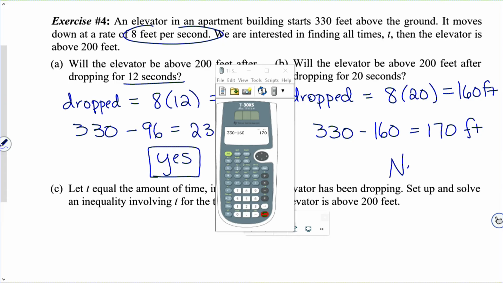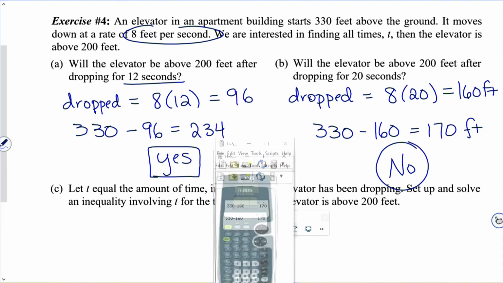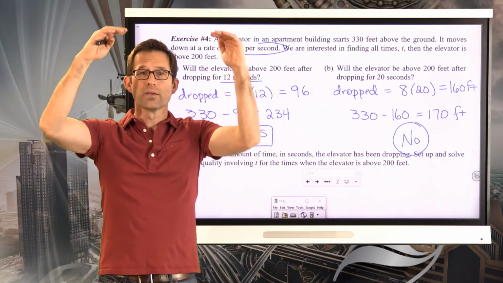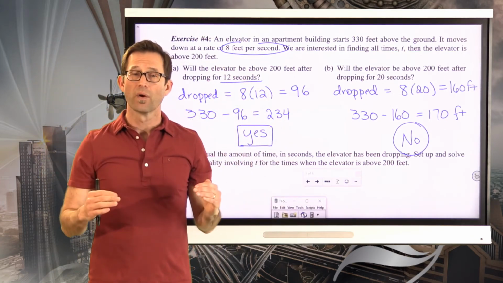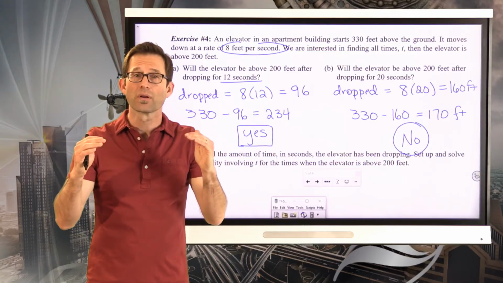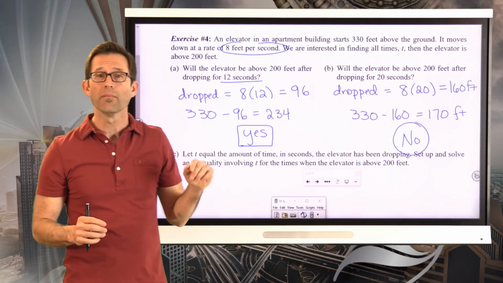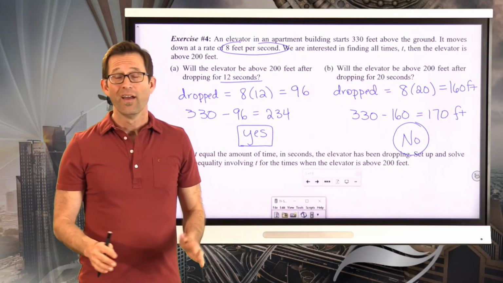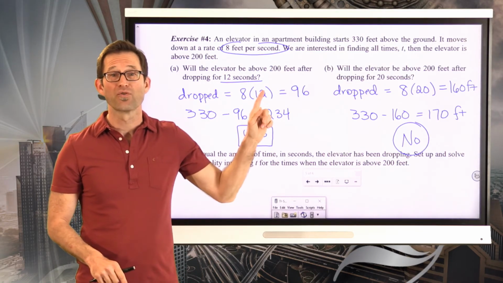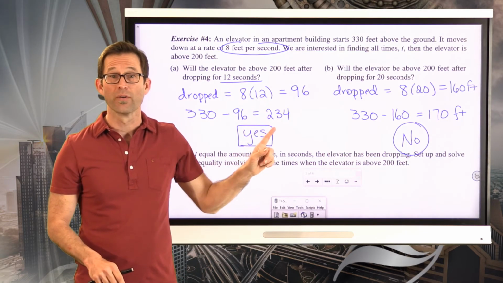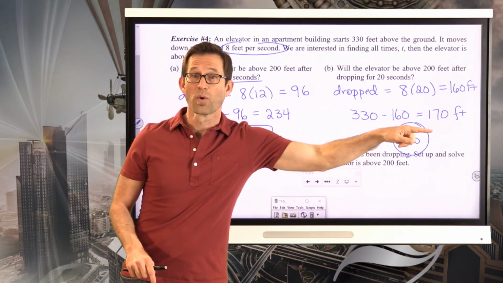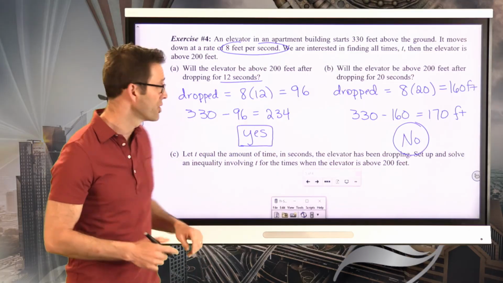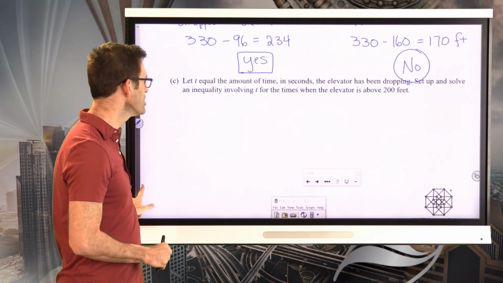So no. And it kind of makes sense that if you're 330 feet above the ground and you start dropping at 8 feet per second, in the early times you're going to be above 200 feet, but eventually you'll hit 200 feet and then you'll pass below it. That's got to happen sometime between 12 seconds, where we're above 200 feet, and 20 seconds, where we're below 200 feet. And obviously, that's what we're going to be figuring out in letter C. Now let's take a look at that.